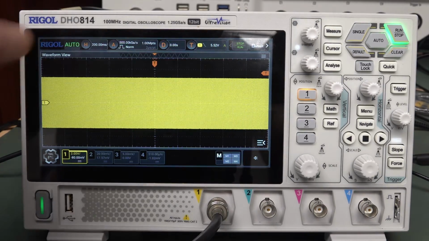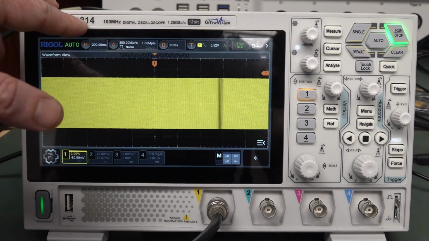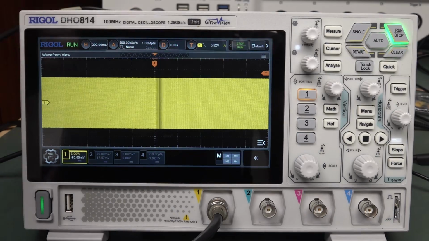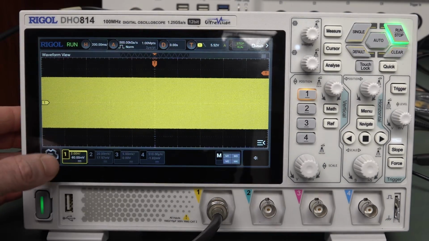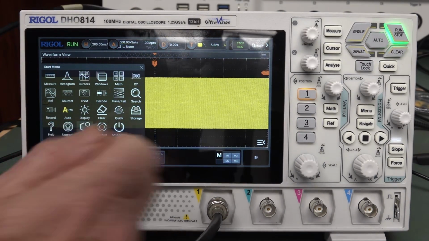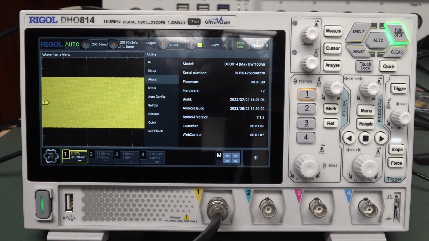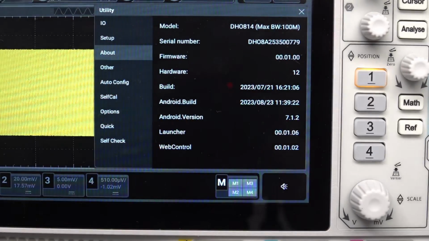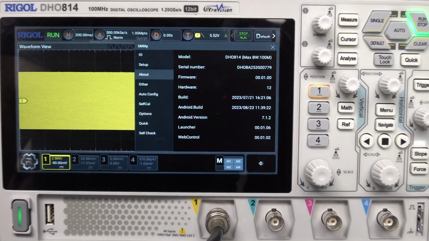And here's one, although his is the 80 model. So his is the 70 megahertz, mine is the 100, but there shouldn't be any difference. And he said firmware 1.00, I've got firmware 1.00, there it is there. So yeah, I can't reproduce it.